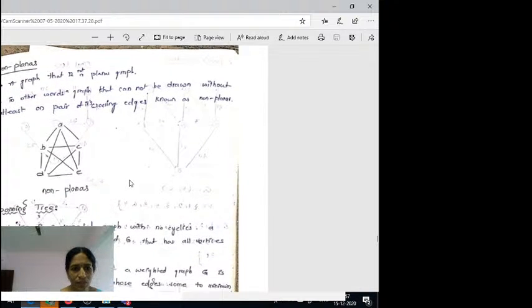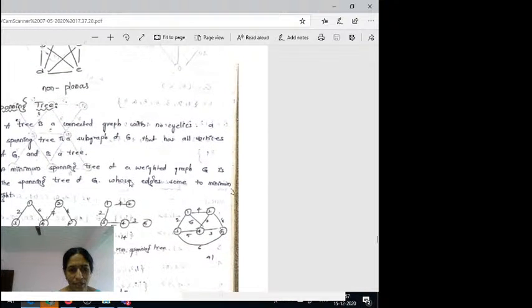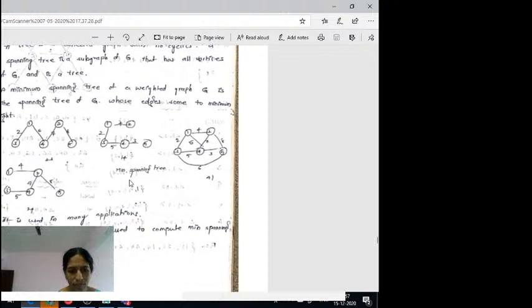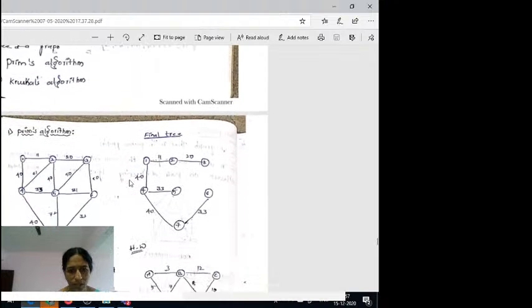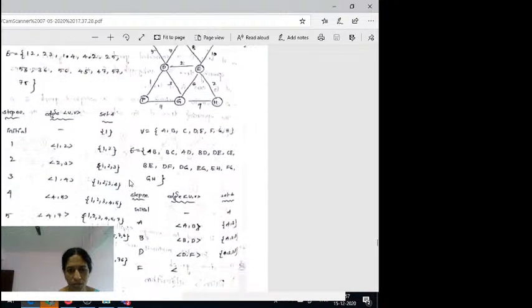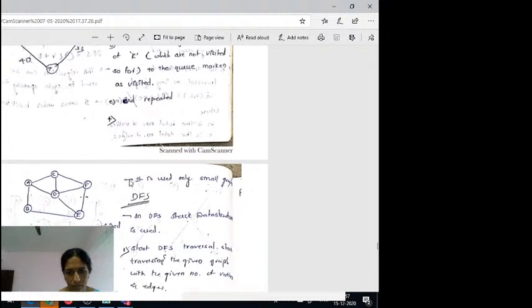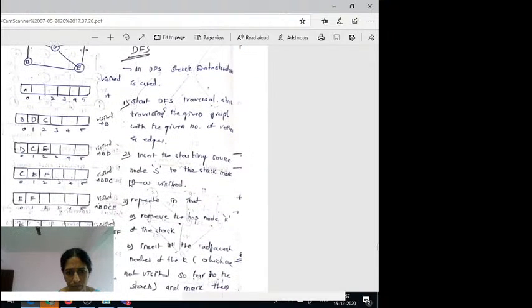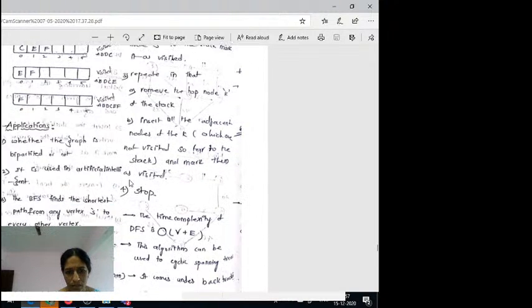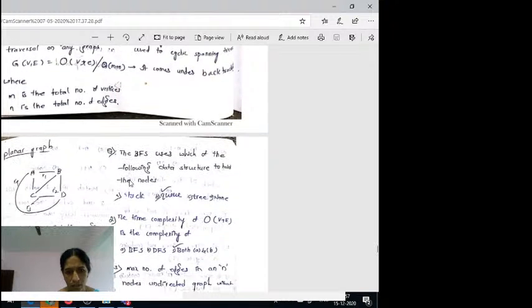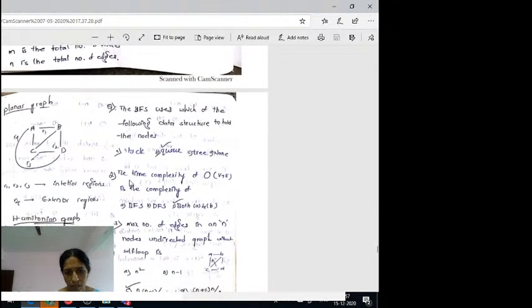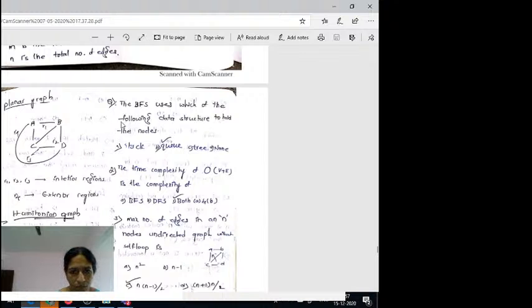So these are the different graphs. As already discussed, we covered spanning trees, and the algorithms we also discussed are Prim's algorithm and Kruskal's algorithm, along with the difference between them. So this is a planar graph, and the questions on the planar graph are like this.